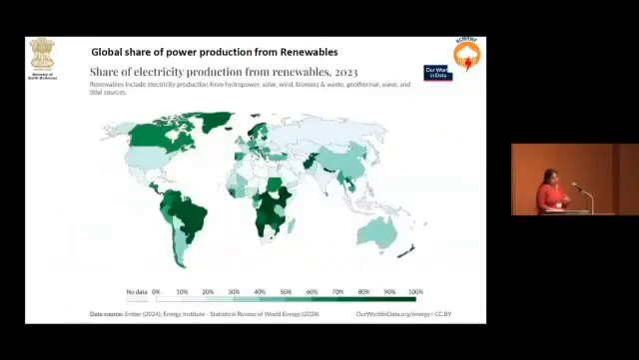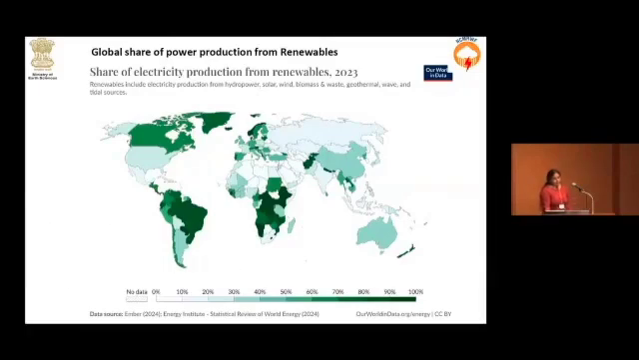So before going into the renewable energy applications of reanalysis, where do we stand? This is the global share of power production from renewables. I took this from this particular site, Our World in Data. So this is the site. You can go and see that they have given comprehensive plots and data of all the renewable energy sources, the share of electricity production from renewable sources from 1965 to 2023. So this is the latest one.